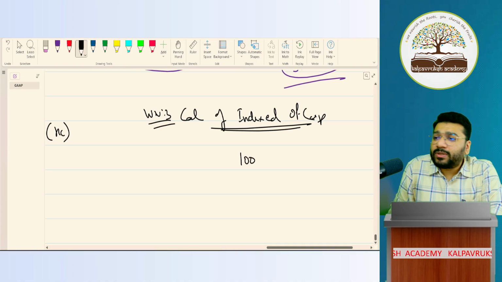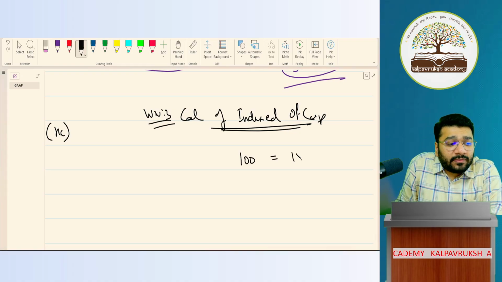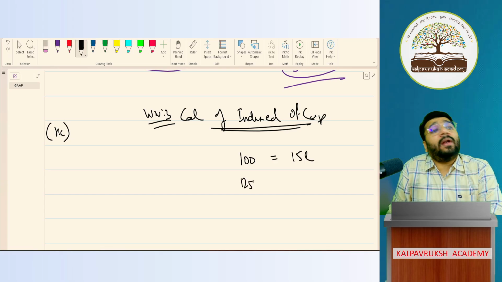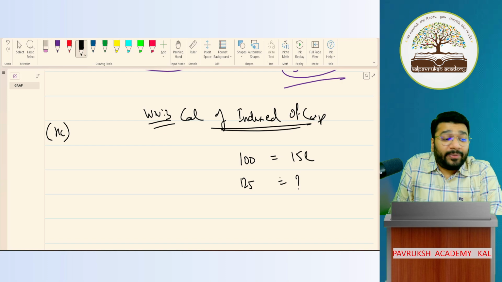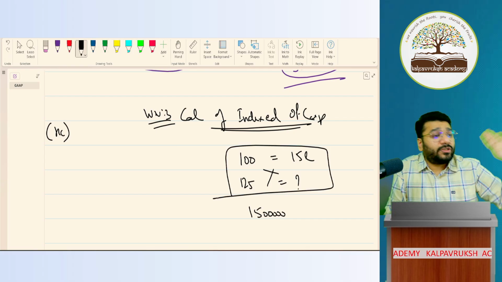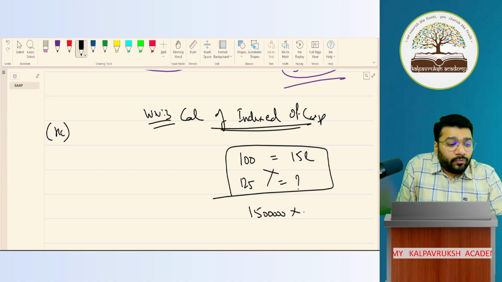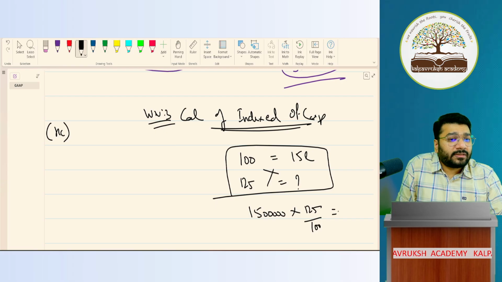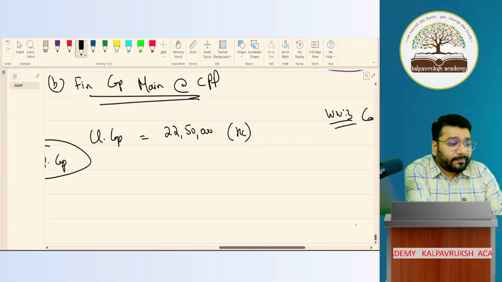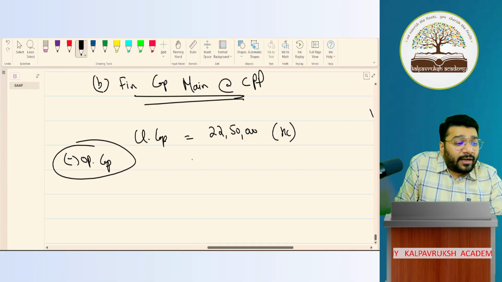When the inflation index was 100 points, my opening capital was 15 lakh. Now when my inflation index is 125, what should be my revised opening capital? So 15 lakh, and don't write this in the exam, this is only for your knowledge. You directly write 15 lakh into 125 by 100. How much is it? 18 lakh 75,000 is the revised opening capital required. This is the minimum money I require to start the business next year.